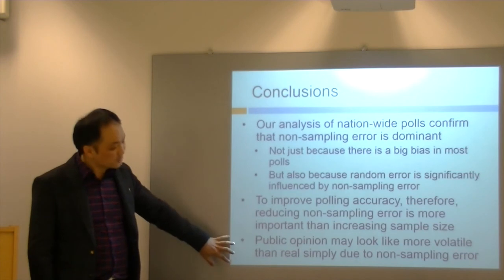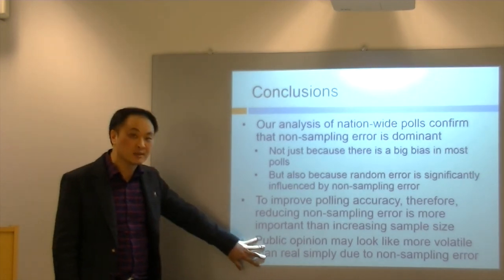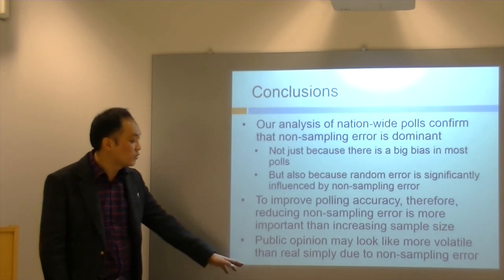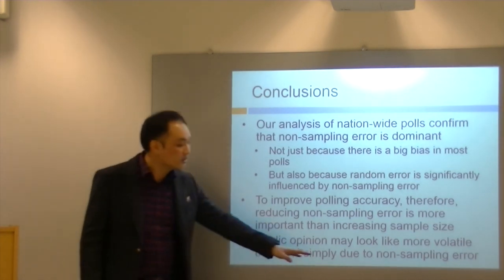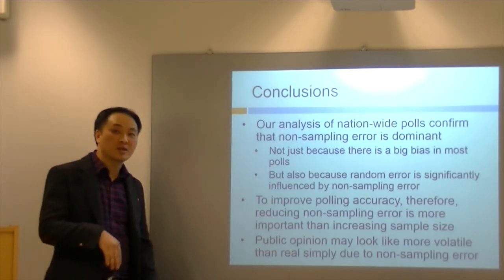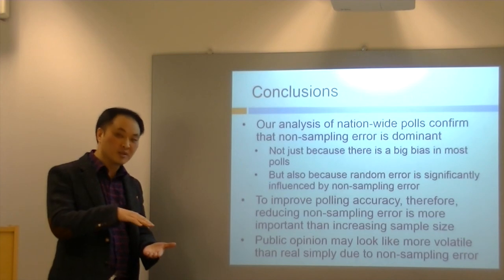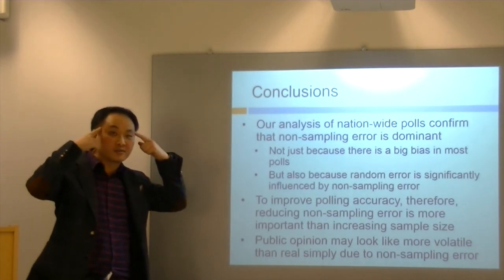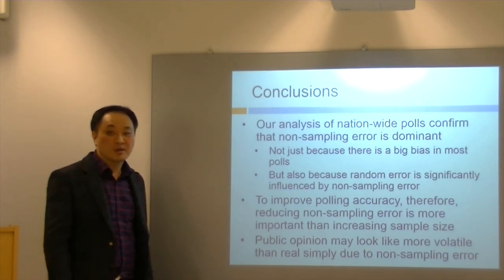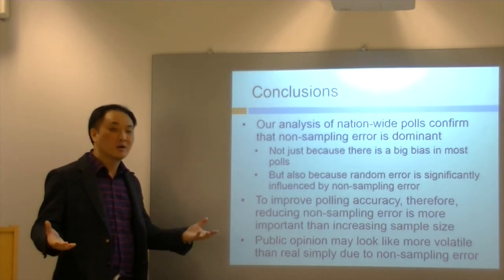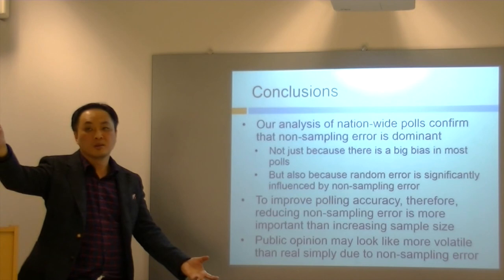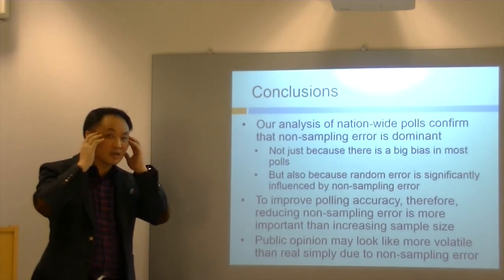And the other general implication for public opinion study is this. Public opinion may look more volatile than real public opinion, simply because of non-sampling errors. Many people talk about whether the public is rational or whether public opinion is volatile or very stable. When people talk about this, they just think about margins of error, just sampling errors. So one of the arguments made by Zaller is, if people are rational and their opinion is stable, then how can we find this 10% change from one poll to the other? When he talks about this, he just thinks about sampling errors and margins of error.